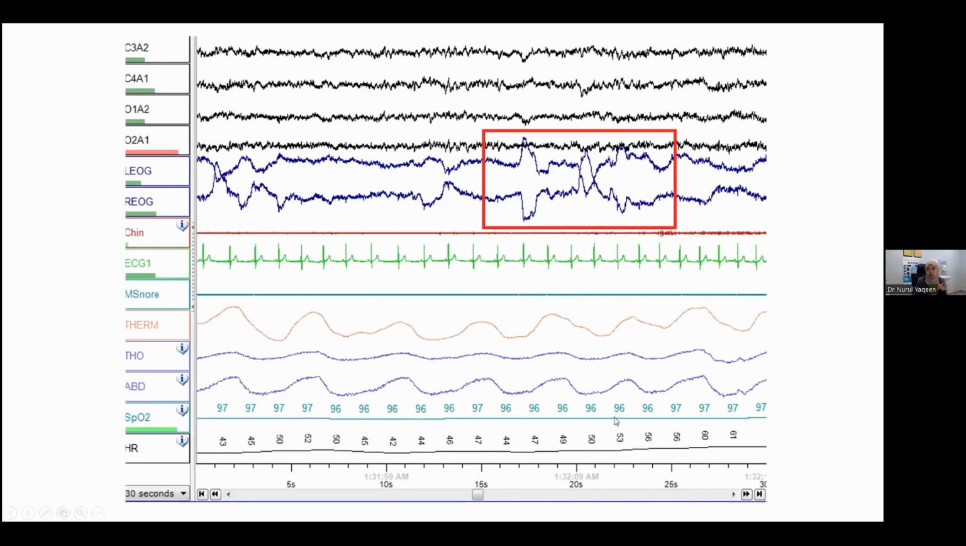Usually in OSA patients, they tend to have low oxygen saturation when they have apnea or hypopnea events. And you can also see the heart rate. So you can see this patient is a bit bradycardic. Heart rate is 43, 45. So this is roughly how polysomnogram recording looks like. For a sleep specialist, it is very important to be able to identify all these important parameters in order to diagnose OSA.